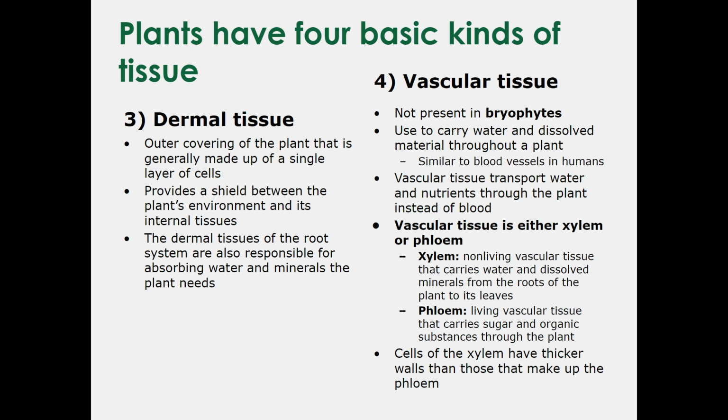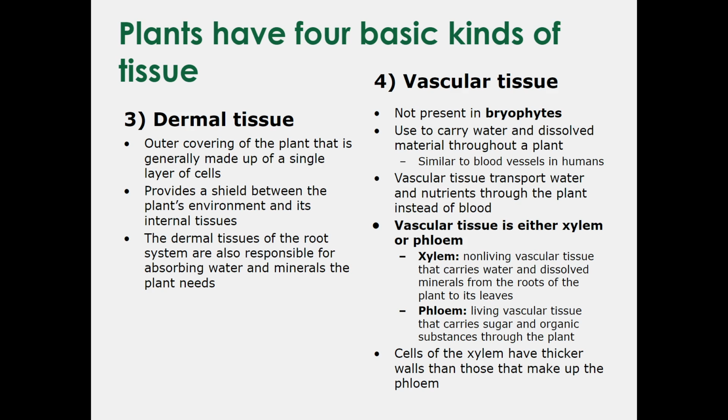The vascular tissue can transport water and nutrients through the plant, and think of these vascular tissues as essentially blood vessels. They're blood vessels for plants, and they're going to be synonymous with that of blood vessels in humans in function. There's two types of vascular tissue, xylem and phloem. Xylem is made up of non-living cells. Phloem is made up of living cells.